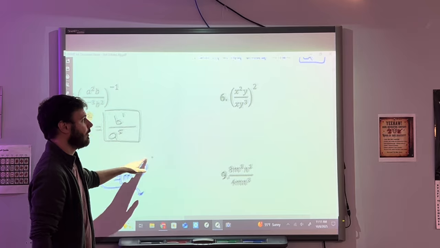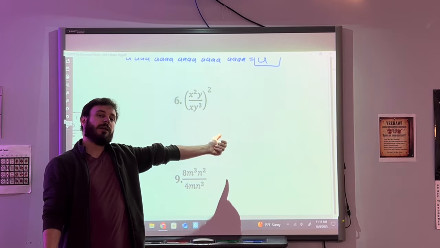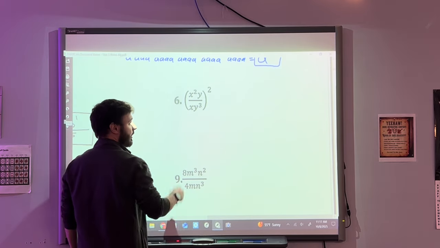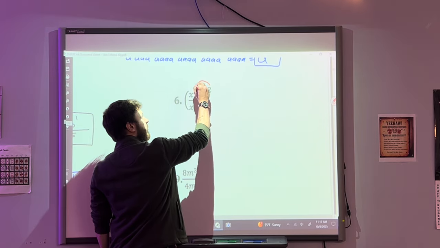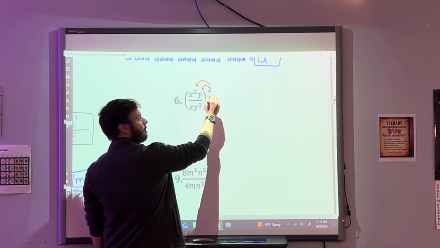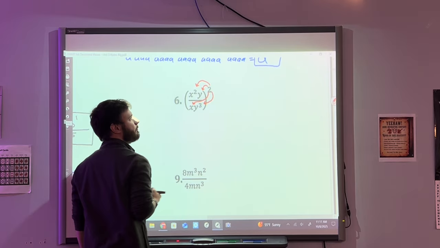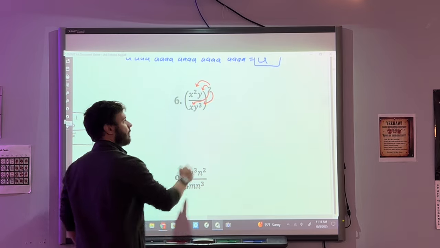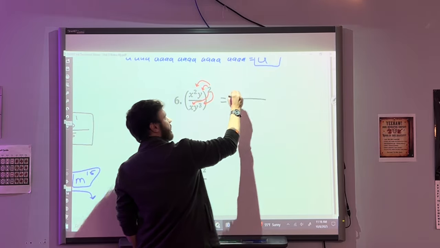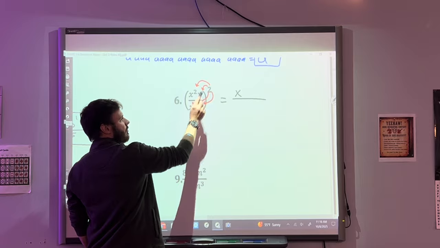Number 6. Okay, number 6 has parentheses and then an exponent on the outside. I'm going to need to get rid of the parentheses first before I can do this. How I'm going to do that is this 2 needs to be distributed to everything, not just the top. It also needs to go to the stuff in the bottom. So I'm going to rewrite this. Okay, x, and then it's 2 being squared.